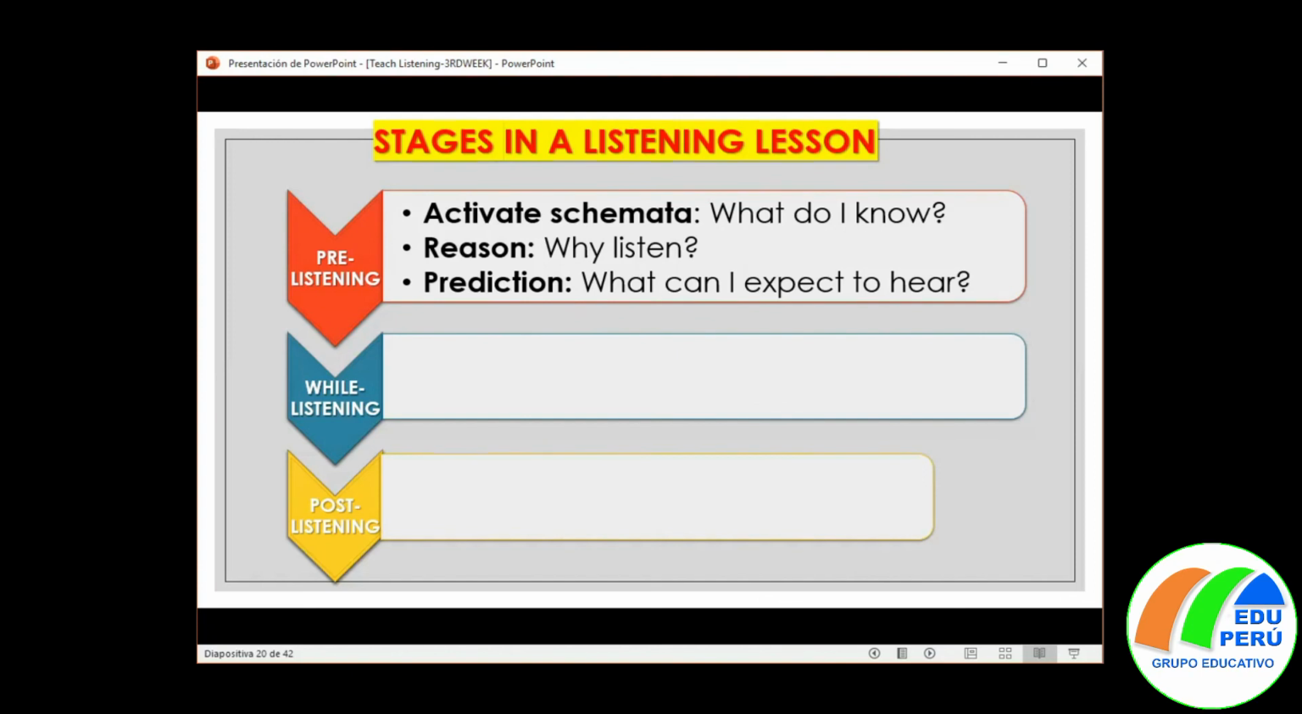What are we going to do? Yes, this is the part where the students start listening. They start listening. Yes, exactly. What else? Trying to understand what they are listening to, about the topic. Exactly, to check, no? All right.